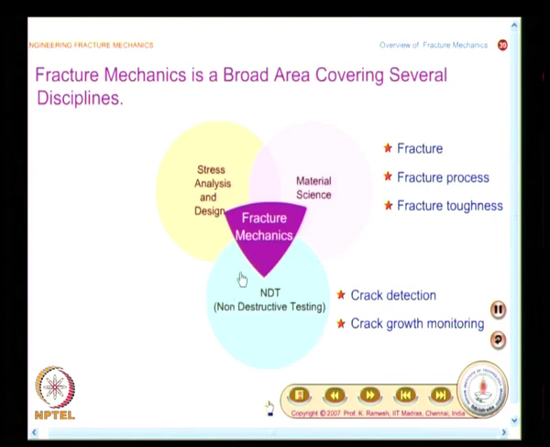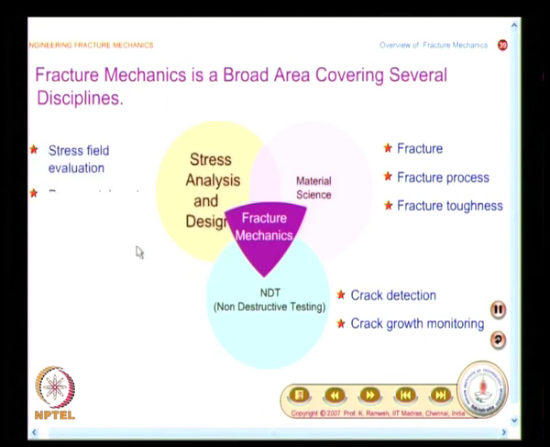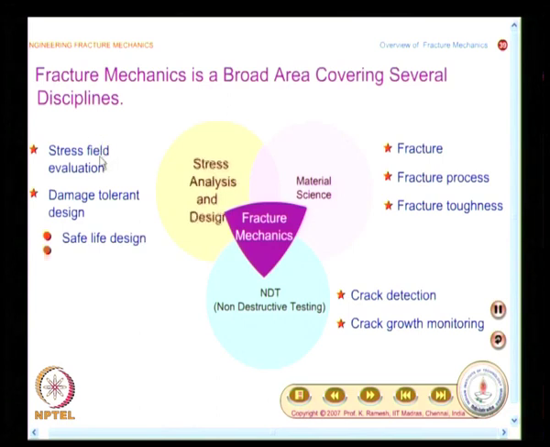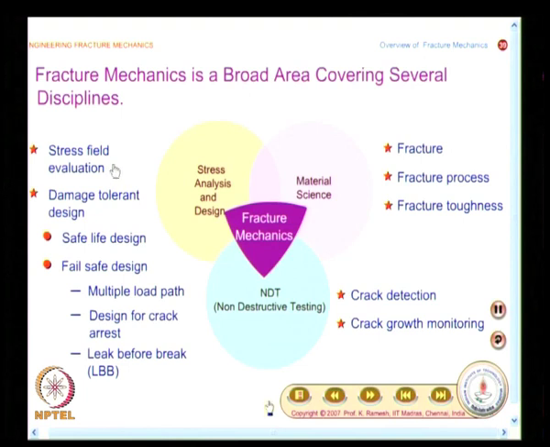And finally, we come to stress analysis and design. In this you have several issues. We would develop the stress field, and using that as information, and also the information on fracture toughness, we could go for improved design methodologies, and we had already seen fracture mechanics has to help us to have a damage tolerant design approach.